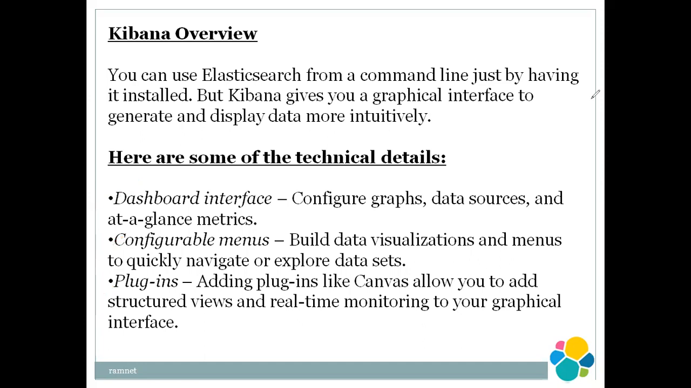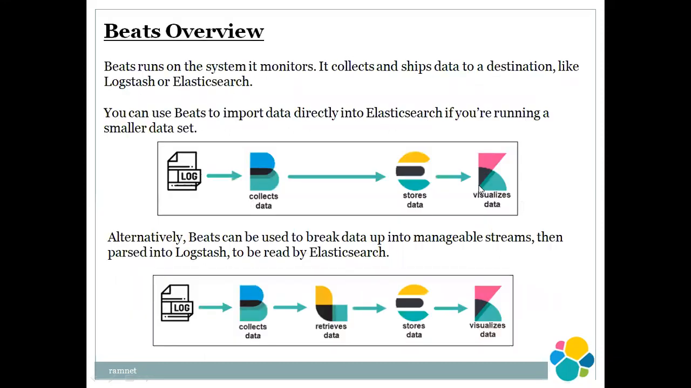So these are all the three. We've seen some overview: Elasticsearch, LogStash, Kibana. Next, we'll see the Beats. Beats is also like a LogStash only. Beats run on a system it monitors. It collects or ships the data to the destination like LogStash or Elasticsearch. You can use Beats to import data directly to Elasticsearch if you're running a smaller data set.